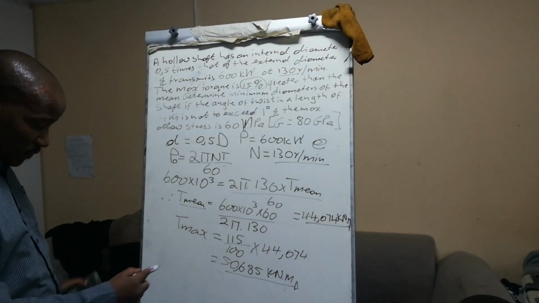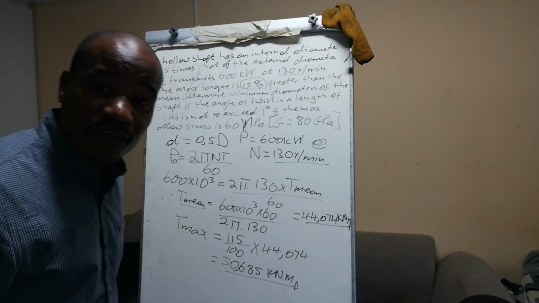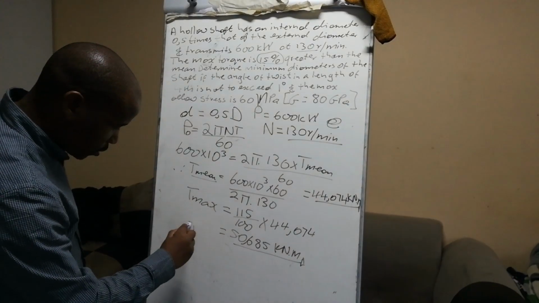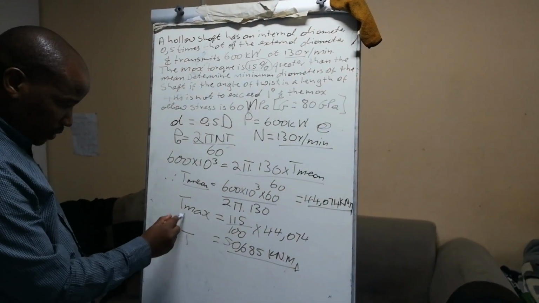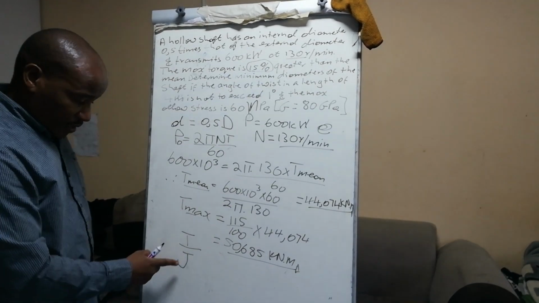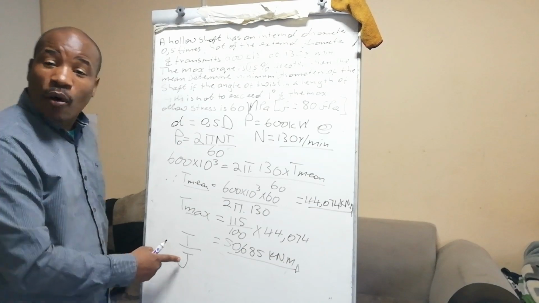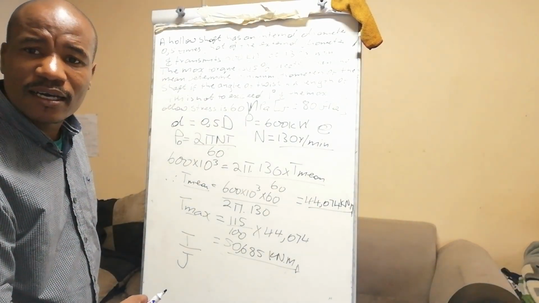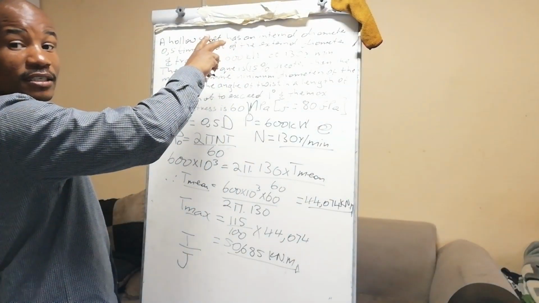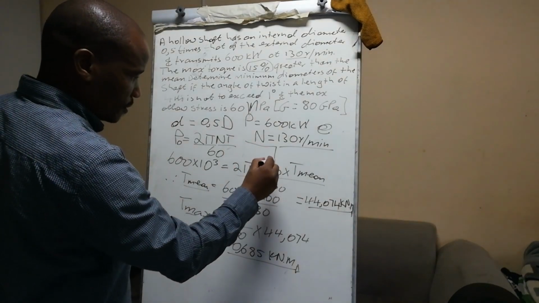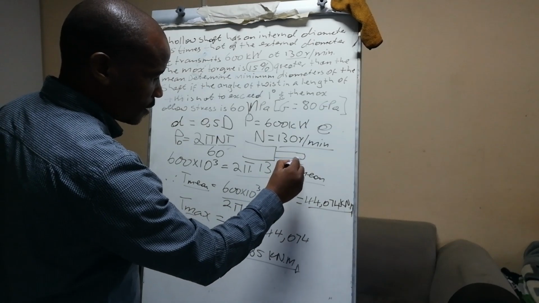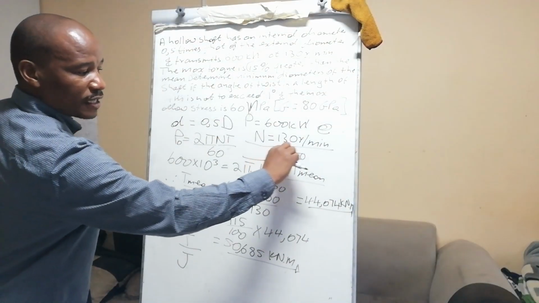The maximum torque is found from where? It's found from the torsional formula. The torsional formula is equal to the maximum torque, which is this one, over J. They went all the way and named this J the polar second moment of area. A shaft is like this. This is the external shaft, and then this is the internal shaft.